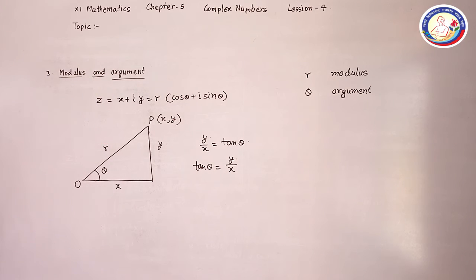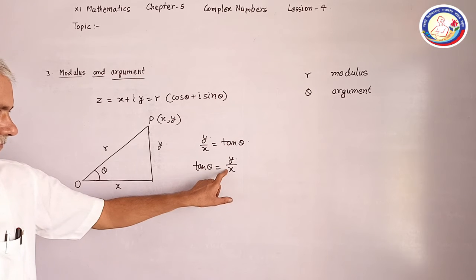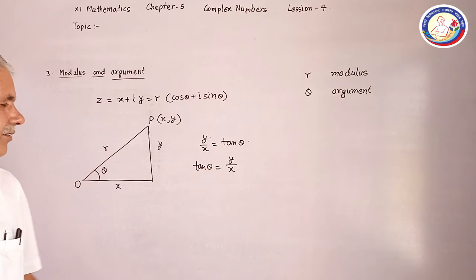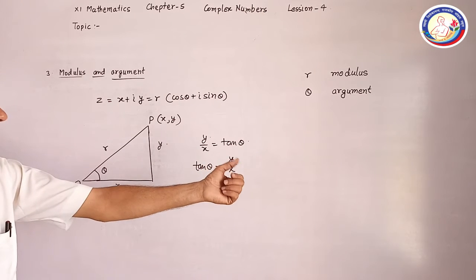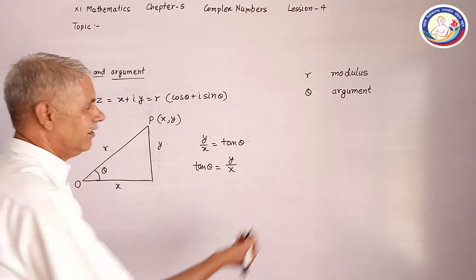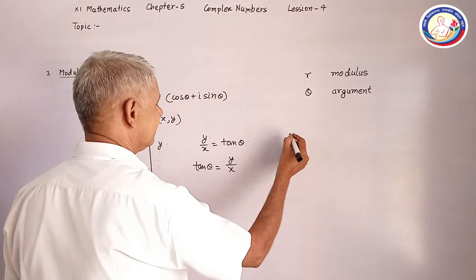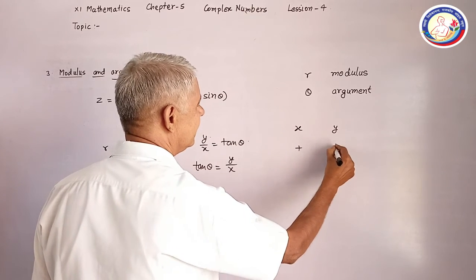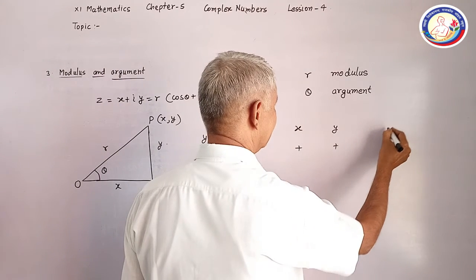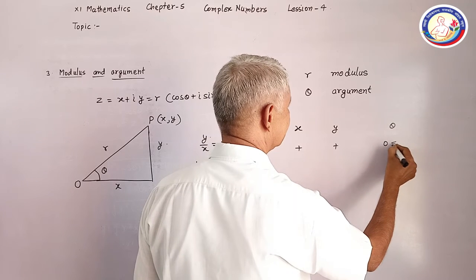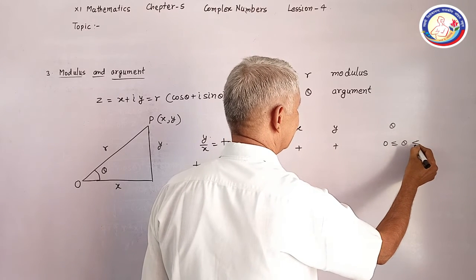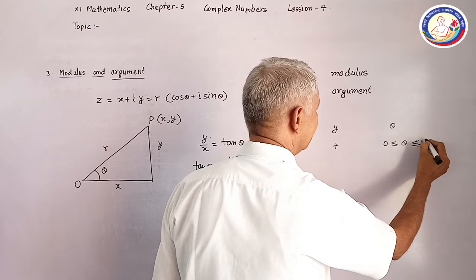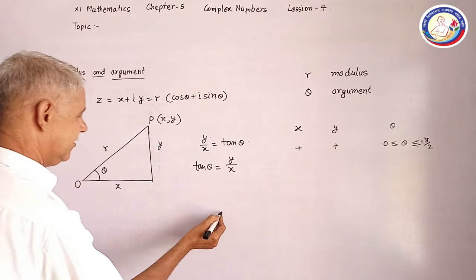But if both are negative, then the value will be positive after simplification. So we must practice something here. And what is that? The signs of x and y are like this. If x is positive and y is positive, theta lies in 0 less than or equal to theta less than or equal to pi by 2, that is up to 90 degree in this part.